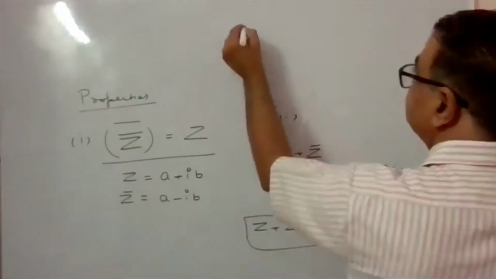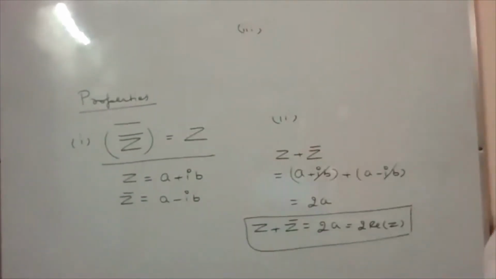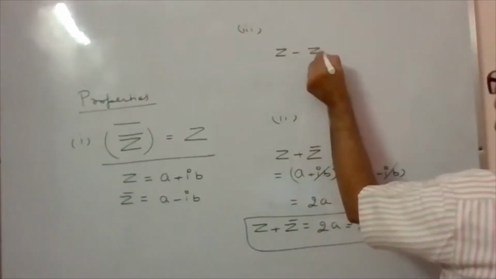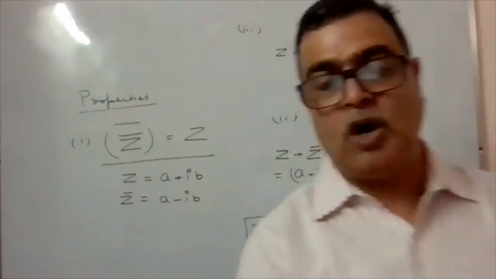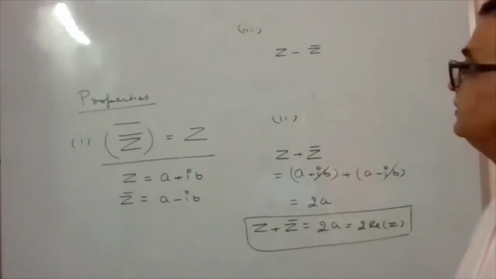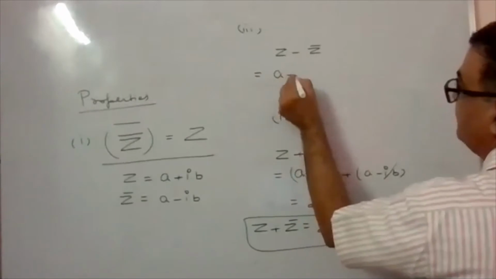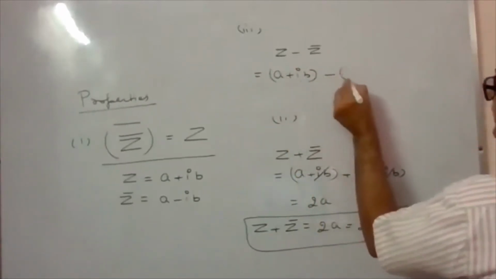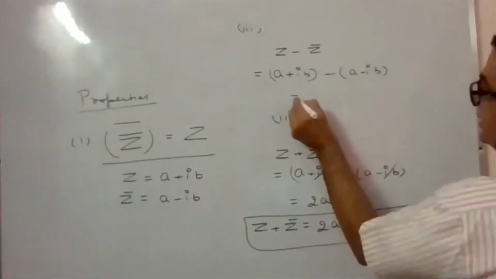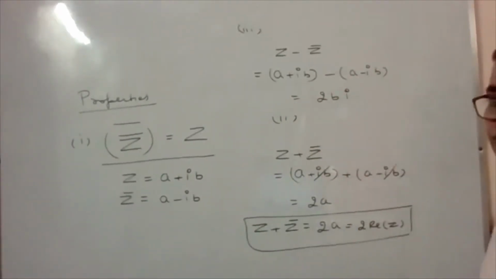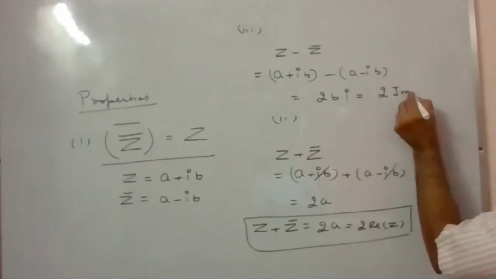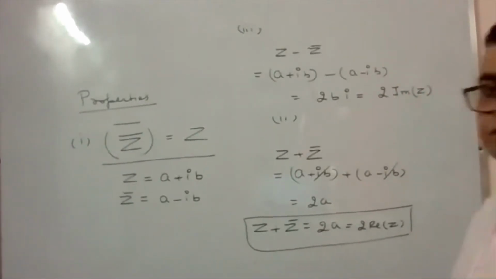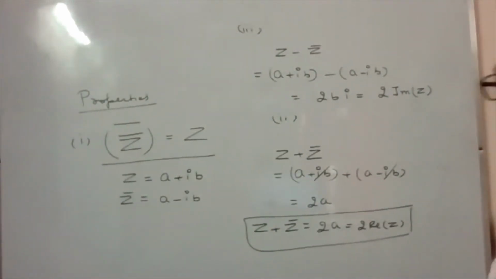Third property please. In that, if you take z minus z bar, the complex number minus its conjugate, then this comes out to be a plus iota b minus a minus iota b. The result comes out to be 2b iota. So what should I write here? Guess what the answer should be? Twice the imaginary part of z, times iota. Is it right or are we doing something wrong?